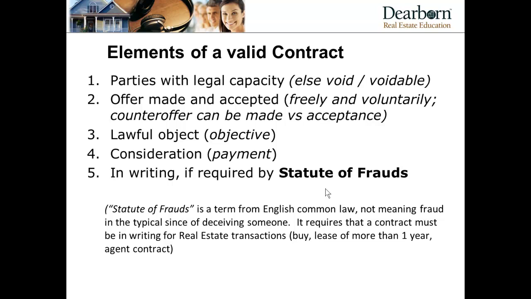The second element is that there has to be an offer and an acceptance. There's 2 parties to the contract, and each of them has to do a specific thing. So an offer is made, it has to be accepted freely and voluntarily. In other words, there can't be duress, threat of force or violence or some other penalty for the acceptance to be valid.